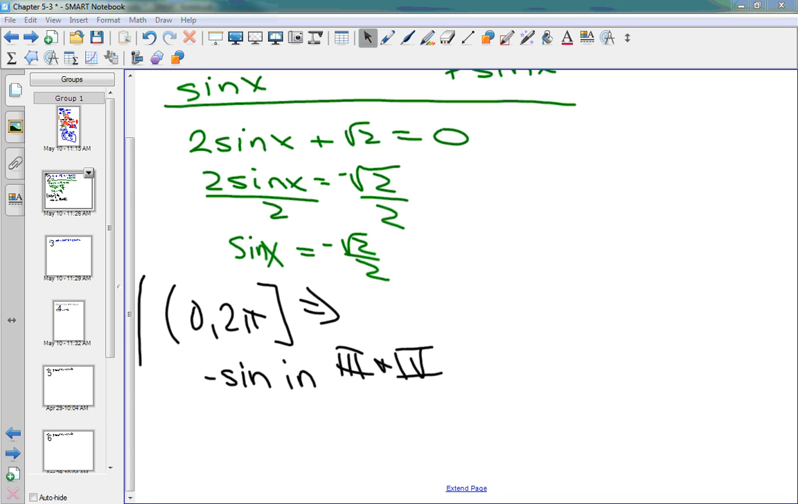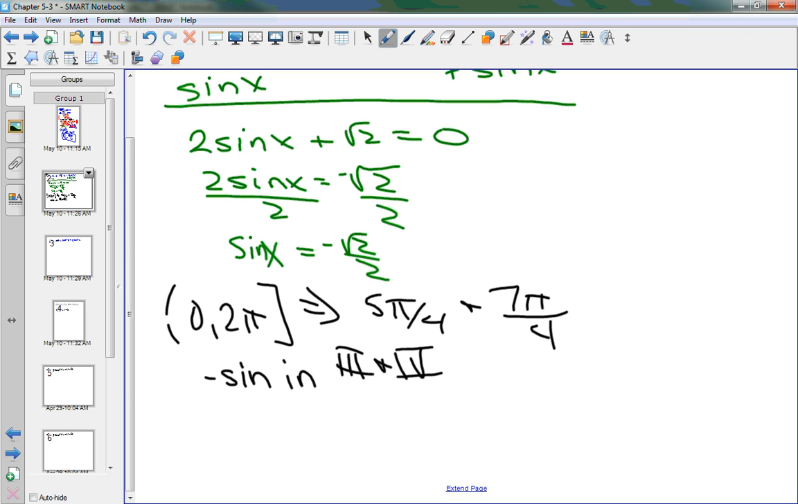Okay, so what angles are going to give me that? I'm going to have 5 pi over 4, and I'm going to have 7 pi over 4. Well, how does he know that? Because he knows that an angle that has square root 2 over 2 in it has a denominator of 4, right? So I'm looking for the angles in quadrant 3 and quadrant 4 that have that level of value. Okay, well that's all the angles between 0 and 2 pi, correct?